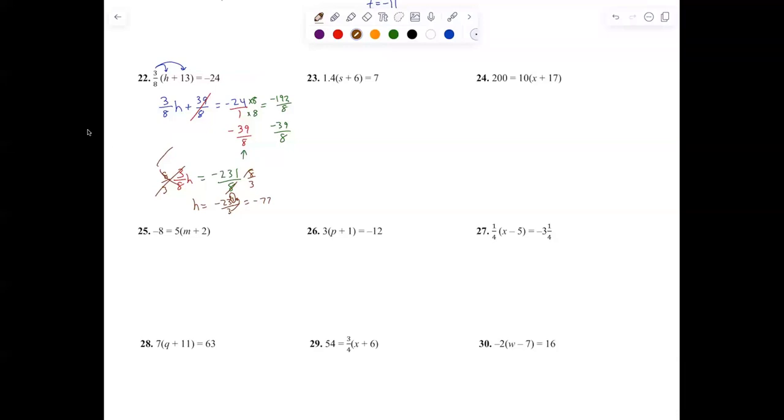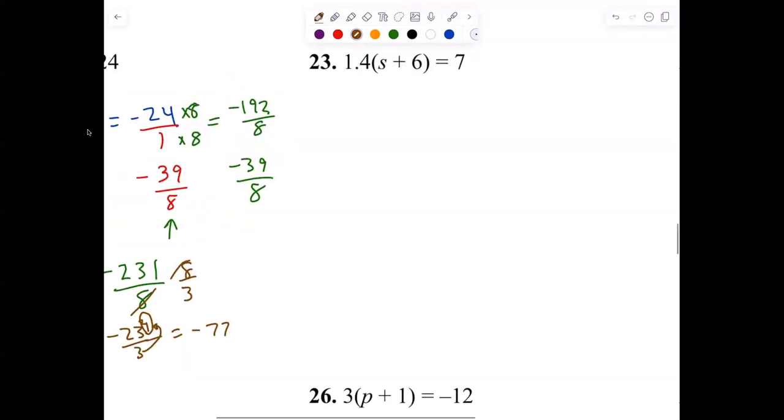All right, Isaac, last one. Go. So 1.4s plus 8.4, cross it out. 7 minus 8.4 is negative 1.4. So, hold on. So s is just negative 1. Very nice.